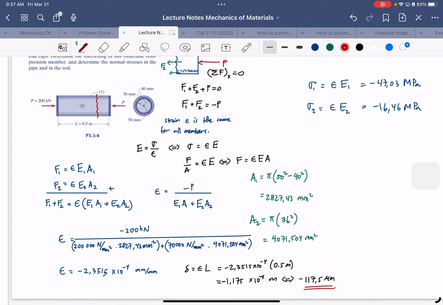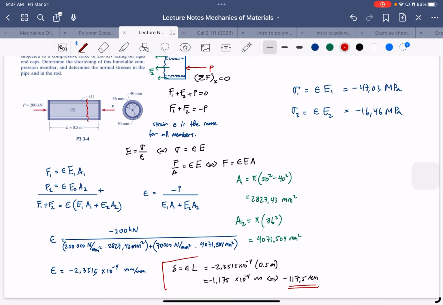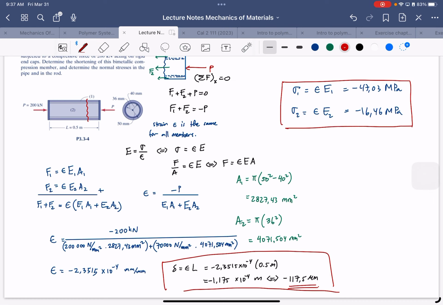So the question is asking this, the displacement, right? The shortening of this member and then the stress. That's the one we want to find. Maybe any questions first? I think not too complicated, right? It's kind of a direct question.